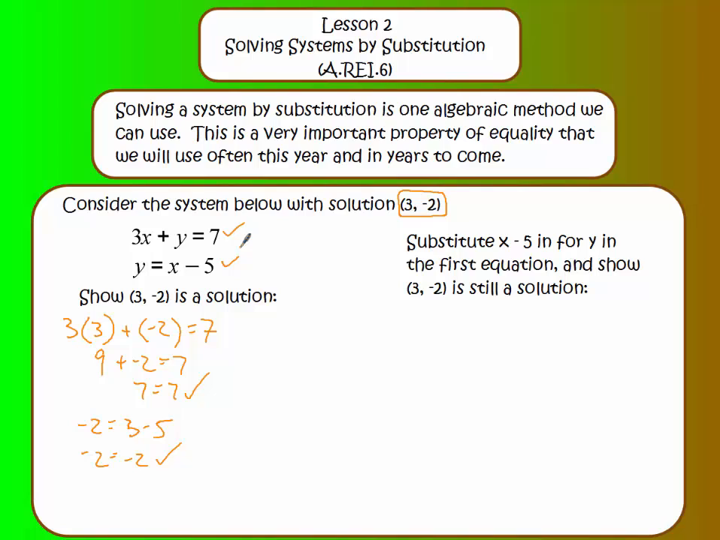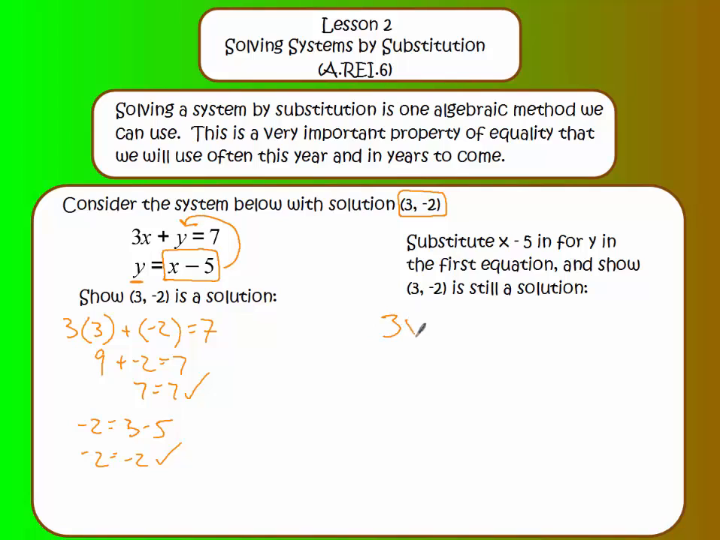Now, here's what we're going to do. This bottom equation here says y equals x minus 5. So what this method is going to do for us is tell us that anywhere I see the variable y, I can put x minus 5. These two things are equal. So I'm going to plug this x minus 5 in for y in the top equation. So it'll look like this.